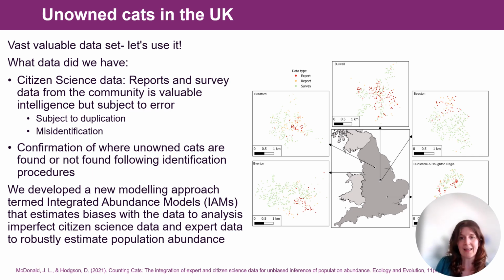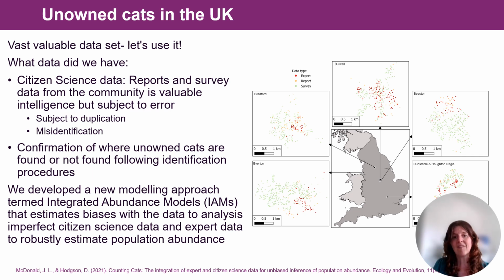Neighbours may be reporting the same cat that's wandering between their gardens, so we have this duplication issue. And importantly, an added error that is not as prevalent in more ecological citizen science data is misidentification. We're not just asking residents to report a cat, we're asking them to report an unowned cat. And how can we tell the difference between an unowned and an owned cat? We're trying to differentiate within a species, which at best is not easy, which is why a lot of cat studies of this nature just report on free-ranging cats. So we have a lot of misidentification, so this data is problematic.